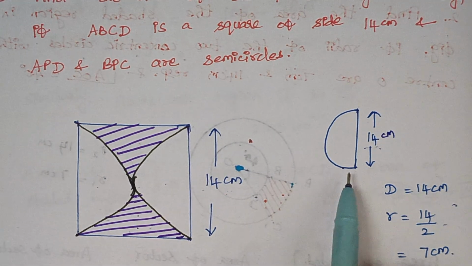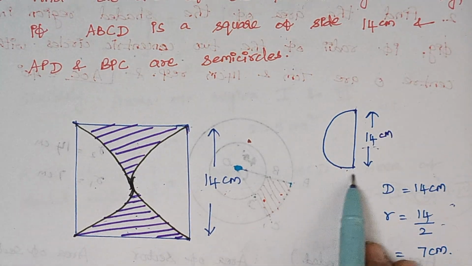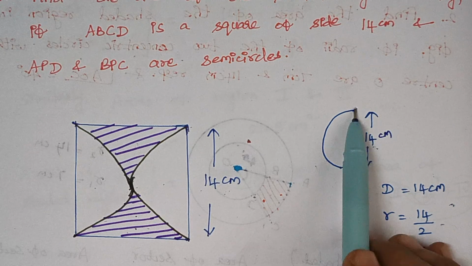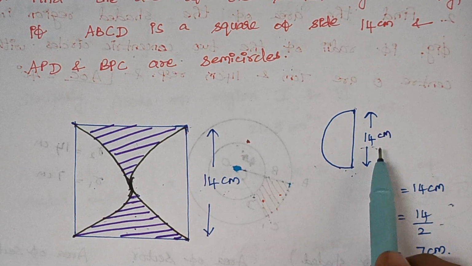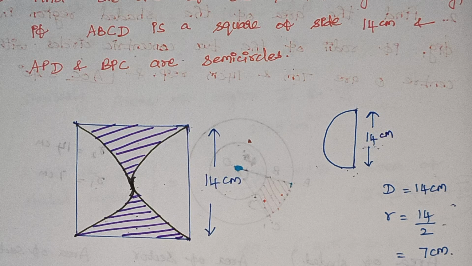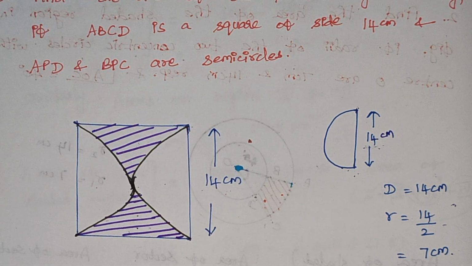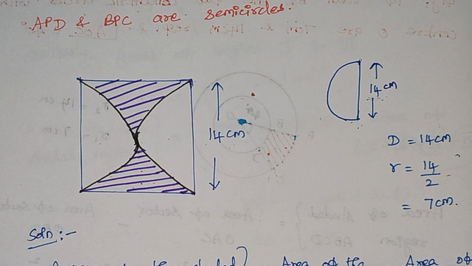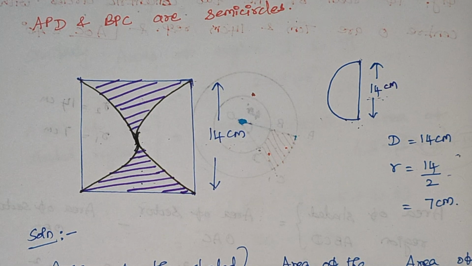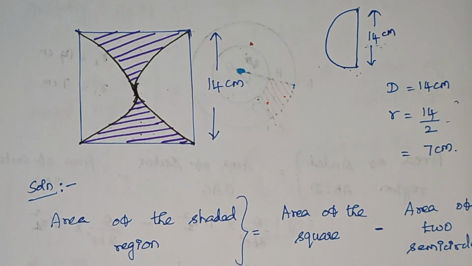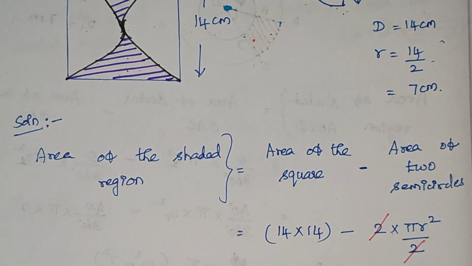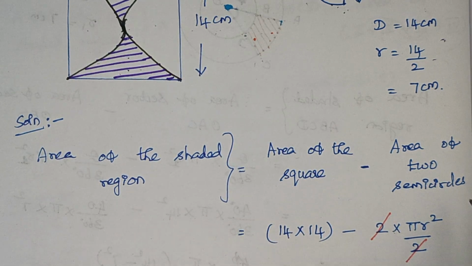So here I am drawing the diagram of the semicircle separately. To this semicircle, what is this? This is the diameter, right? And its value is 14 centimeter. So what about the radius? It is diameter divided by 2, which is 7 centimeter. So next we are going to write down the statement. Area of the shaded region is area of the square minus area of the two semicircles.